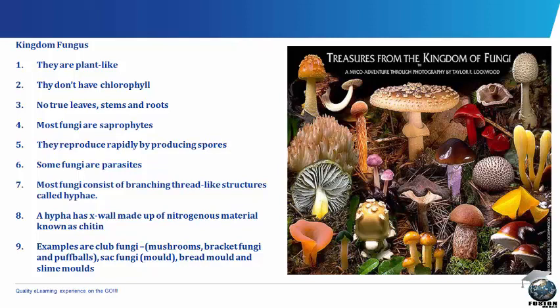A hypha has a cell wall made up of nitrogenous material known as chitin. Examples are club fungi such as mushrooms, bracket fungi, and puffballs. Sac fungi could be called molds, such as bread mold, and slime molds.